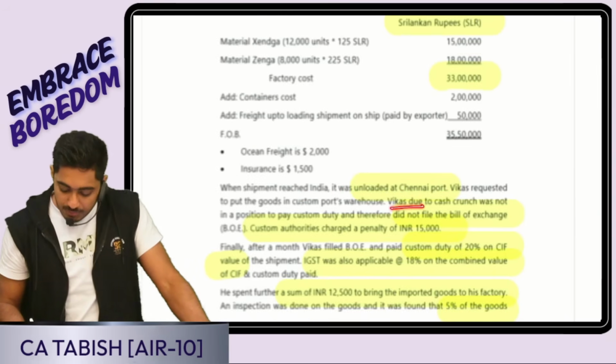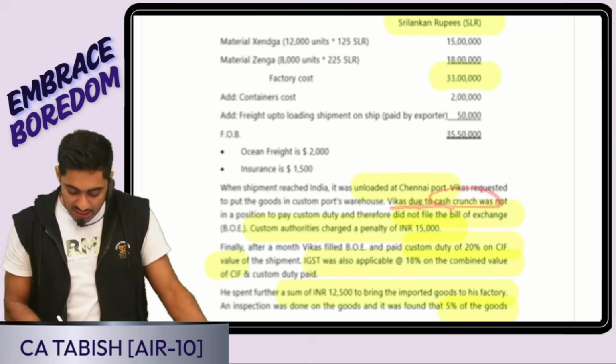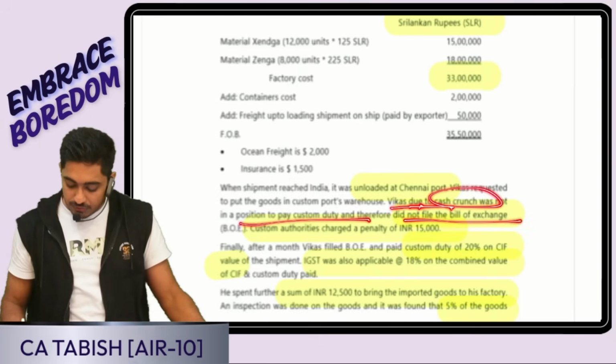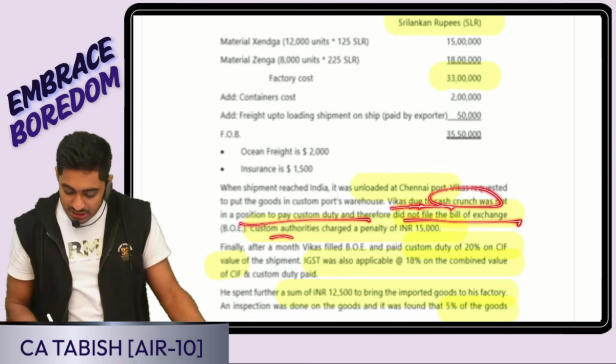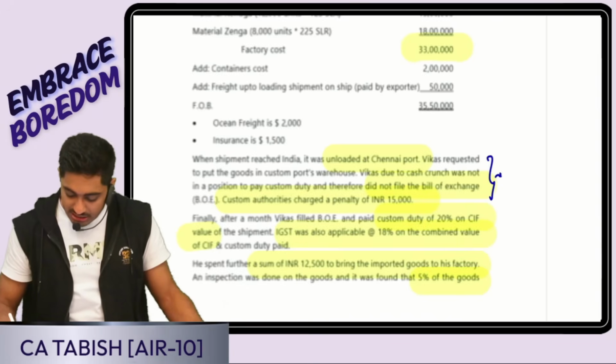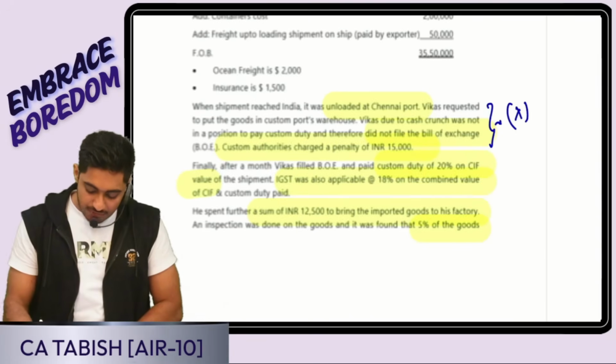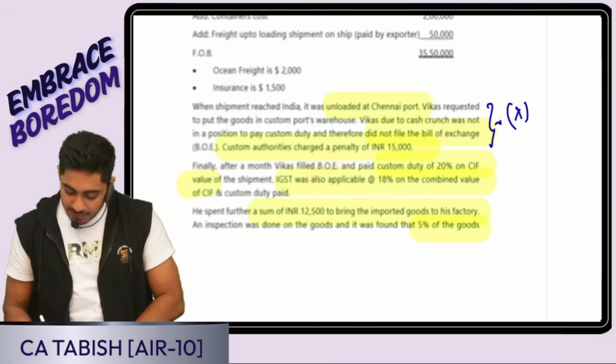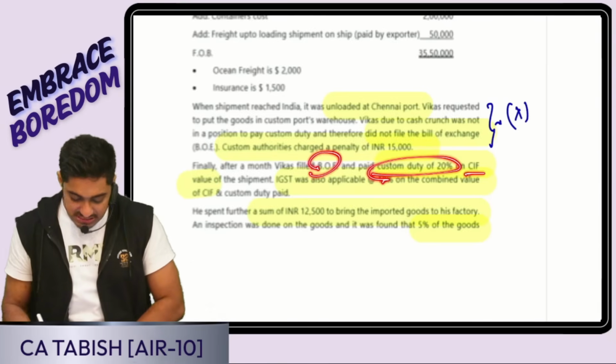Okay, great. Because Vikas did not have cash, he was not in a position to pay customs duty, so he did not file the bill of entry, bill of exchange. So they charged a penalty of 15,000. Tell me, is it normal or abnormal? Sir, abnormal, sir. It will not come in cost. Great. Finally, after he filed the bill of exchange, he paid a customs duty of 20% on the CIF value.